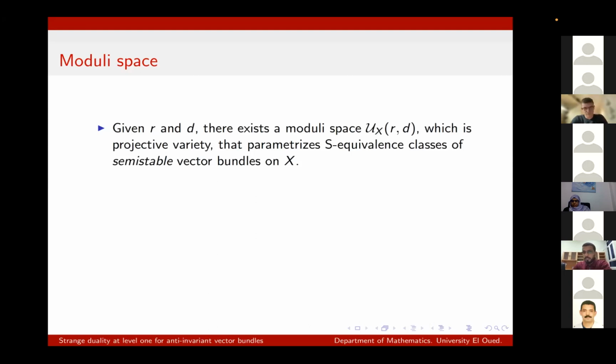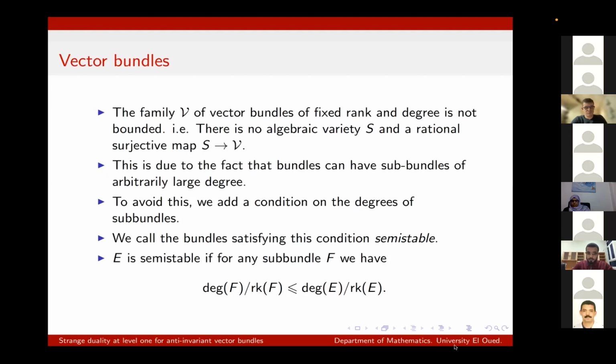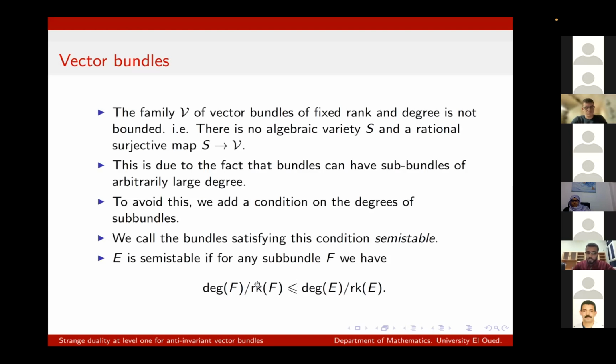Okay, so what do S-equivalence classes mean? I don't want to go into technical details here, but roughly speaking, it means that in the equivalence classes there is some vector bundle which is built from subbundles which are stable. I didn't say what stable is. Stable is a vector bundle E which verifies this condition, but strictly: the slope of any subbundle is strictly less than the slope of E.